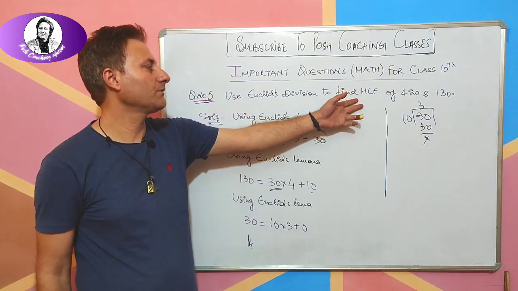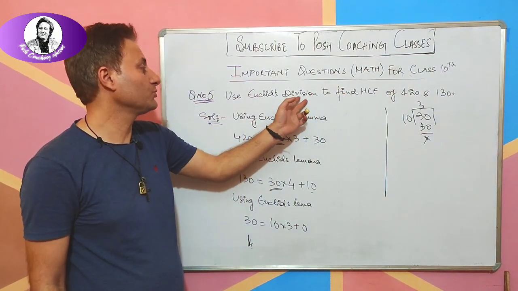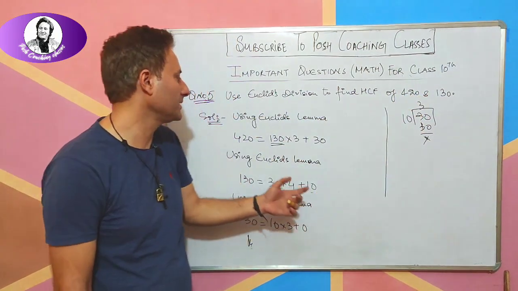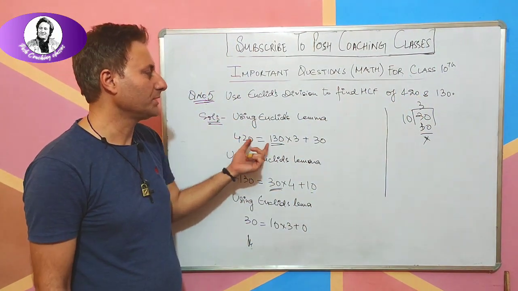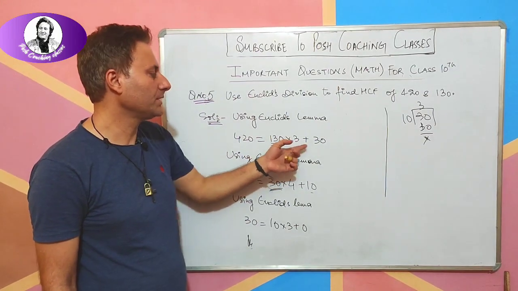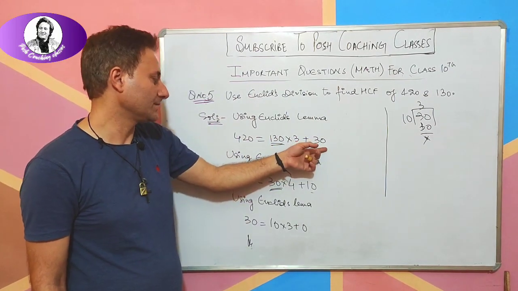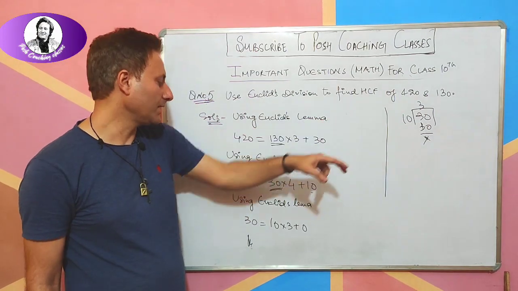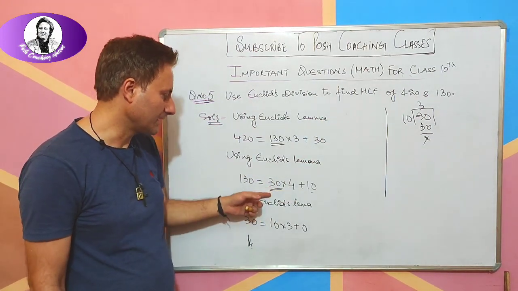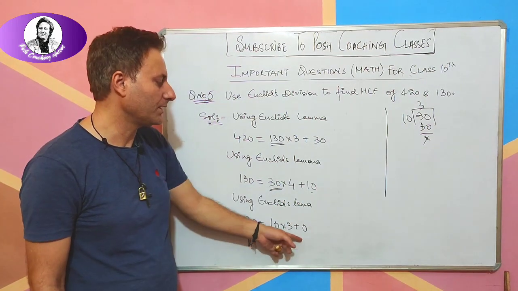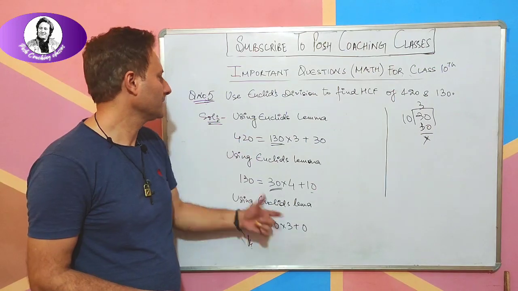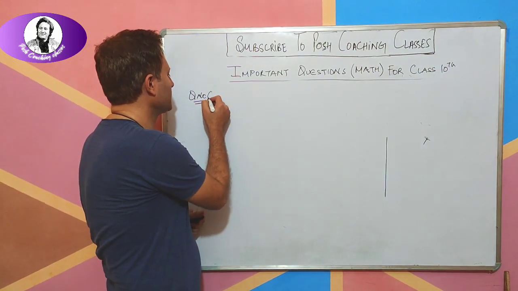Right? So what was this? We have to use Euclid's division, and the terms given were 420 and 130. So what we did, we divided 420 by 130, and we got this 30 as leftover. Then we took 130 and the leftover, we divided again, we got this. And again 30 and 10, we divided. We have to just keep going till we get 0 here. Right? Let's go to question number 6 now.